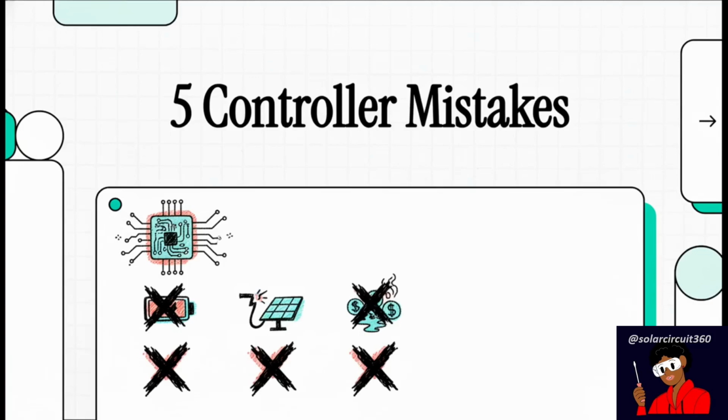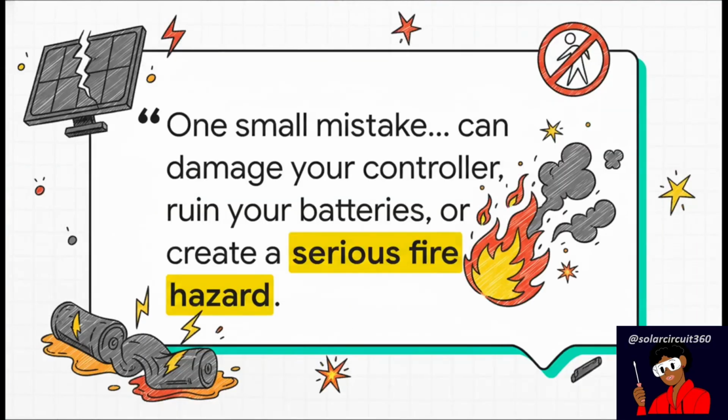Let's talk about the brain of your solar power system, the charge controller. It's a fantastic piece of technology, but some really simple, really common mistakes can end up costing you big time. And look, we're not just talking about your system being a little less efficient here. The stakes are way, way higher. A single wrong move can completely fry your equipment, or worse, create a genuinely dangerous situation.